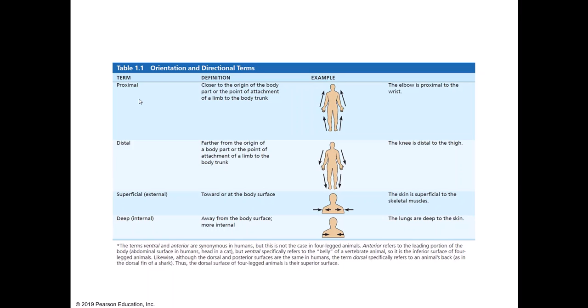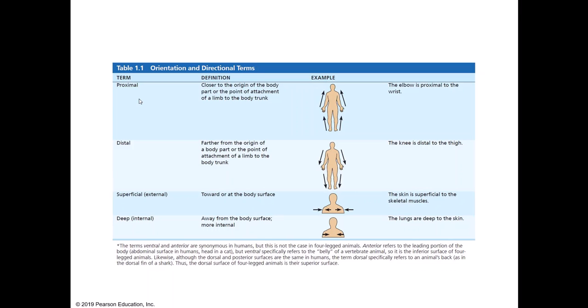Look at your lower limb, right? Look at the knee to the thigh. You could theoretically say the knee is inferior to the thigh. Yes, the knee is below the thigh, but again, not the most precise term. A more precise term would be to say that the knee is distal to the thigh, because the knee is further away from the trunk, further away from the point of attachment to the trunk than the thigh is.